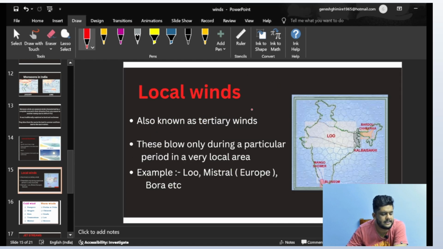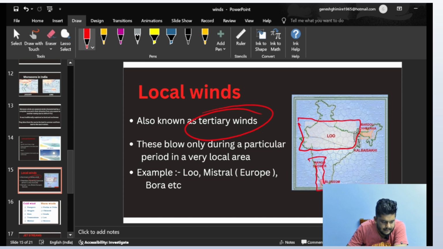In Bharat, as we have already discussed, local winds are also called tertiary winds. These blow only during a particular period in a very, very local area. Even in Bharat, we don't find Lu everywhere across Bharat. This is a specific zone, as you can see, the shaded region. Here we can find Lu, or even this place. This is also called mango shower.